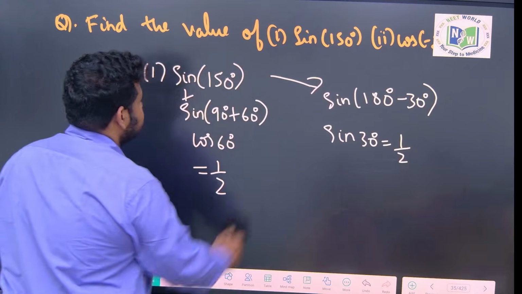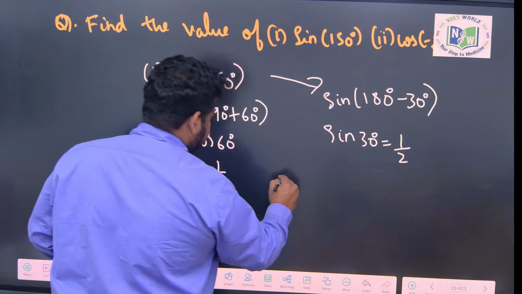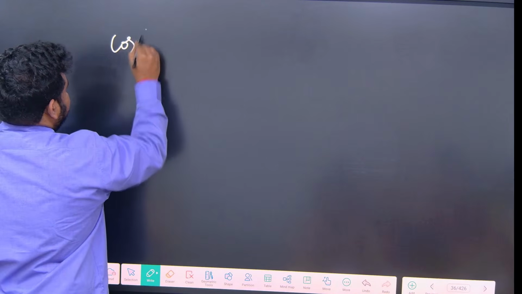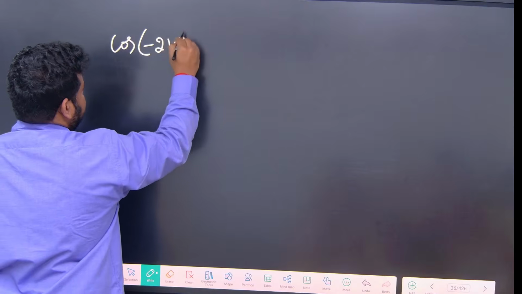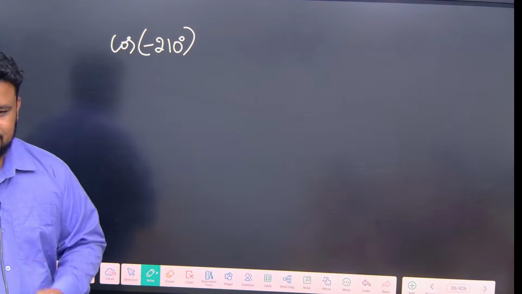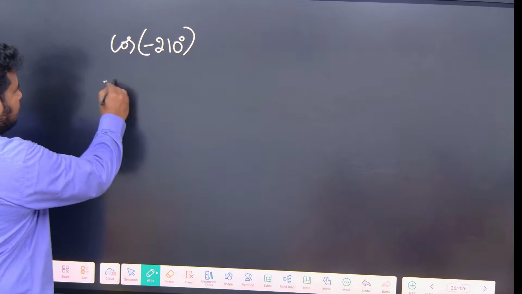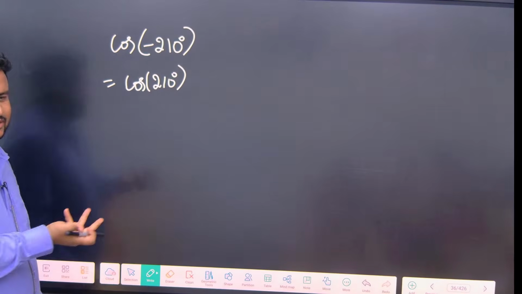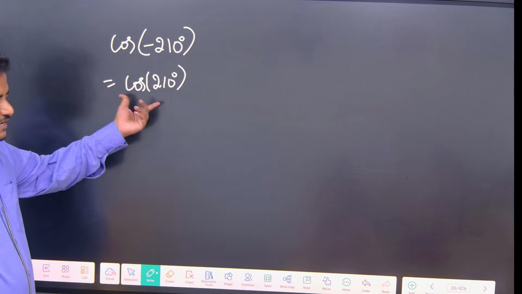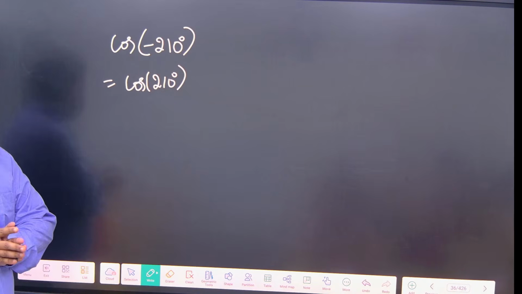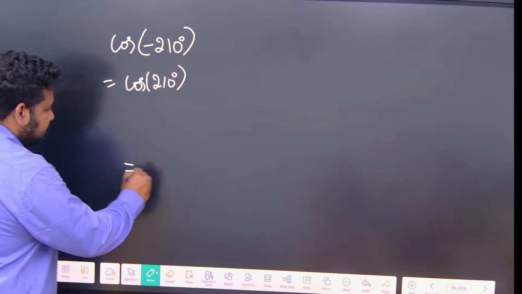Next, they have given: find the value of cos of minus 210 degree. Just now I told you, what does cos do with negativity? It will absorb it, not throw it out. So this will become cos 210 only; the negative becomes positive. Now 210 degrees is in which quadrant? Third quadrant. Is cos in the third quadrant positive or negative? Negative. So whatever answer I get should be negative.